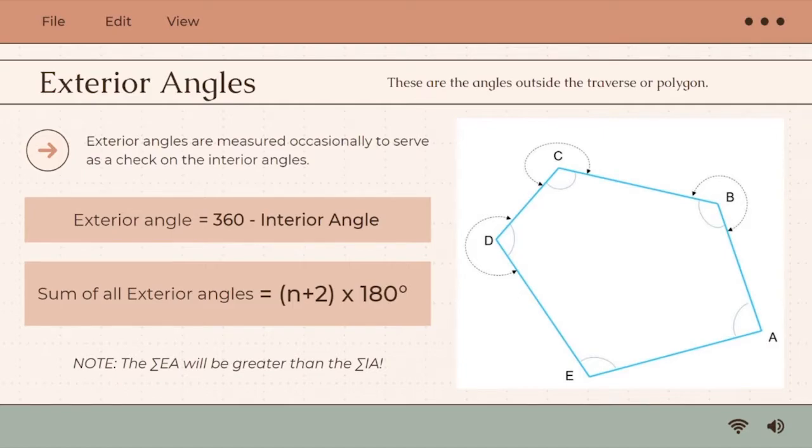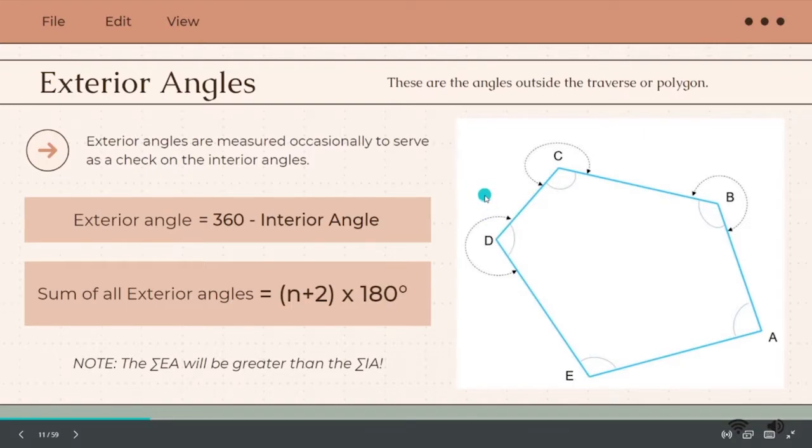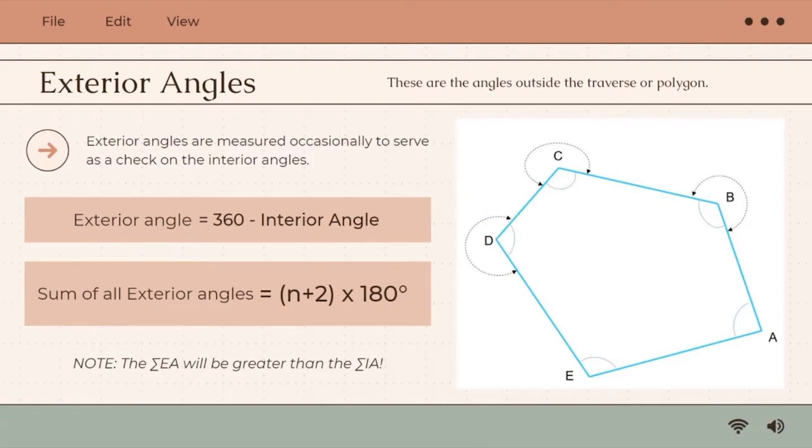So the next type of horizontal angle is what we call the exterior angles. These are the angles outside the traverse or polygon. So if we have this station at B, the angles outside of that station are what we call the exterior angles. Exterior angles are measured occasionally to serve as a check on the interior angles. Usually, we measure the exterior angles to check whether the interior angles are correct or not. We can also say that the relationship between the interior and exterior angles will form a whole circle because when we add these two, both the exterior and the interior angles, it will form a 360-degree measurement.